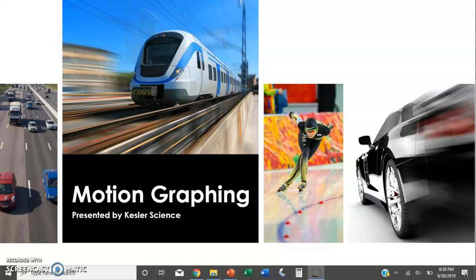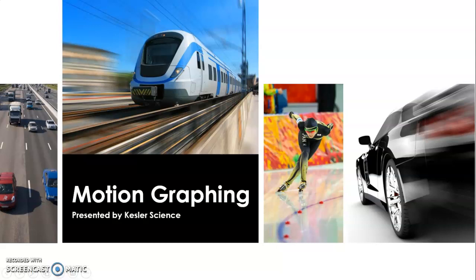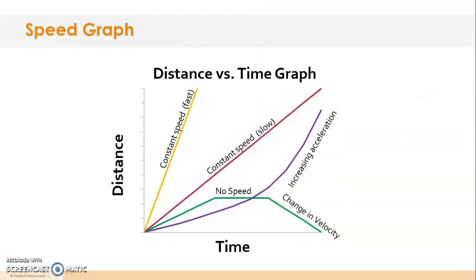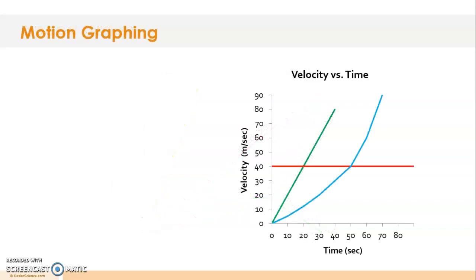Eighth grade, we've spent the last few days talking about graphing motion and how to interpret graphs of motion. Up to this point, we've looked exclusively at distance-time graphs, also known as speed graphs. They could also be called velocity graphs. But today we're going to take a look at a new kind of graph. This would be an acceleration graph.